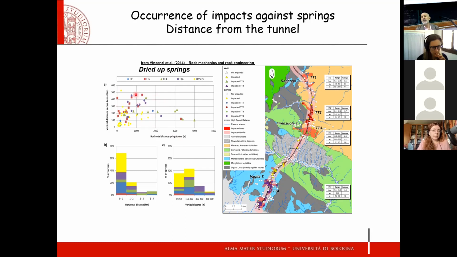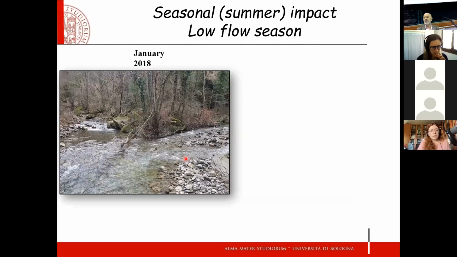These are all the springs that were desiccated, and they are based upon the distance from the line and the elevation from the tunnels. Also, some streams now have their environmental flows during summer completely destroyed by this drainage. You see here an example.